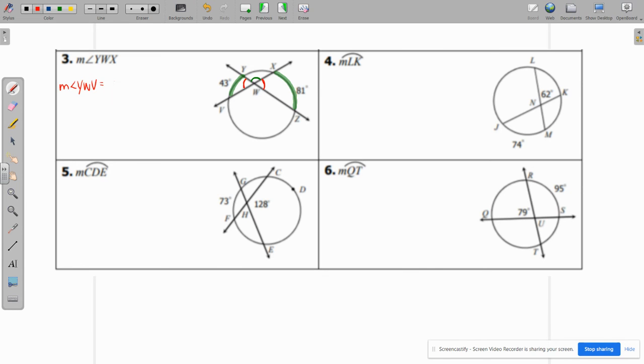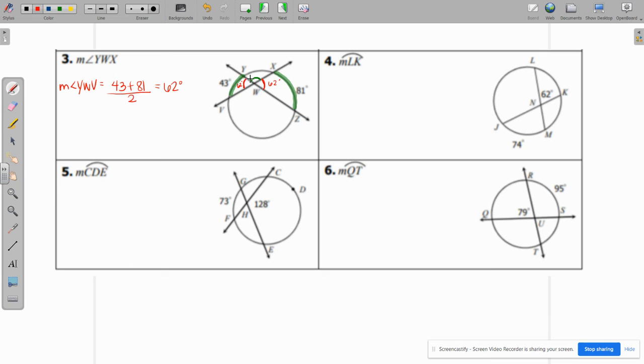Angle YWV is equal to 43 plus 81 divided by 2, which is 62 degrees. So this angle here is 62 degrees, and this angle is also 62 degrees. And think about why that's helpful.